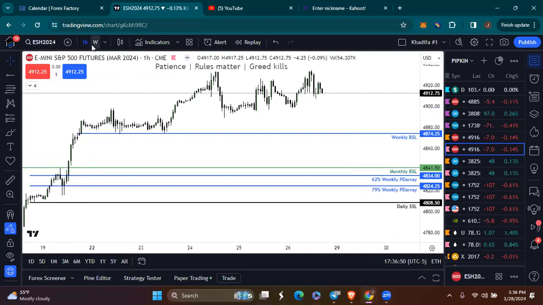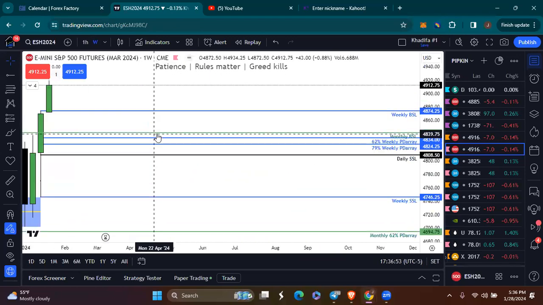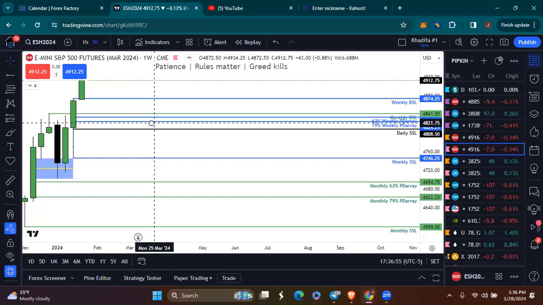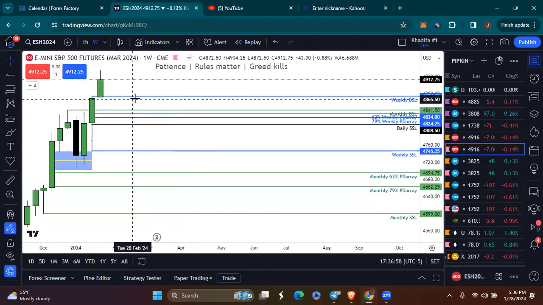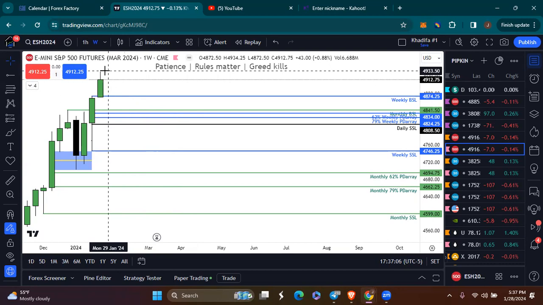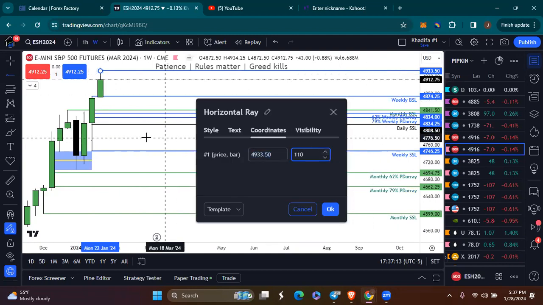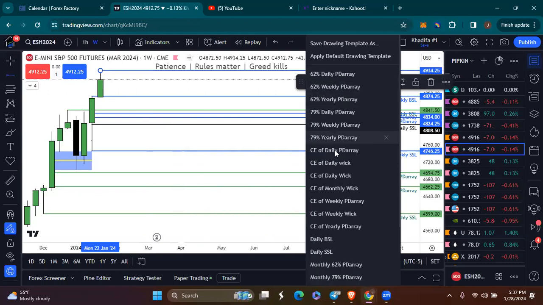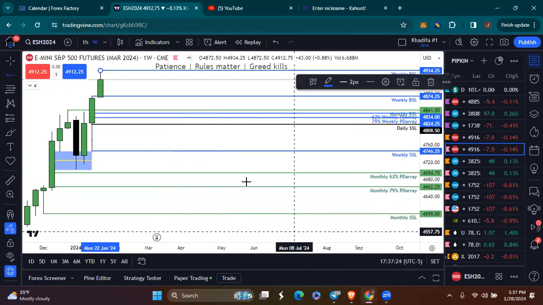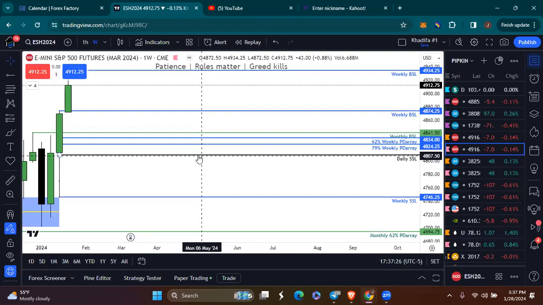All right. And this is no longer weekly buy side liquidity. All right. So I need to put it in, but I am going to leave that on. There we go. All right.